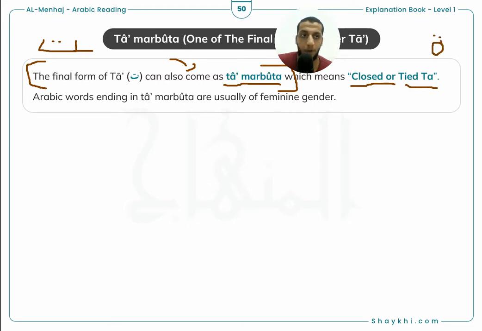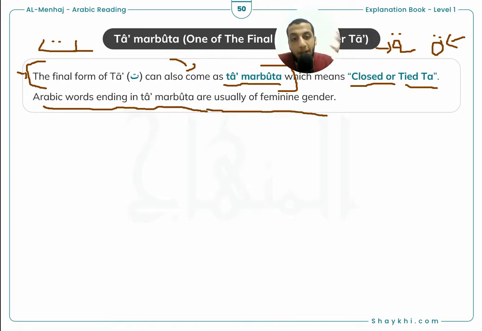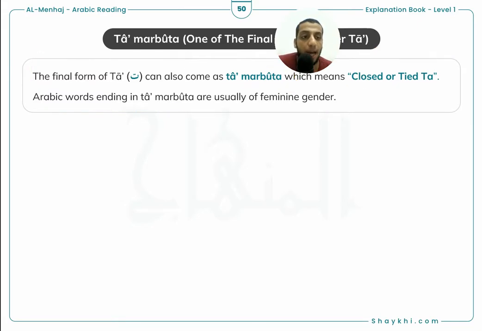It looks like this or like this. As you see, it's closed or tied. So we can call it ta marbuta, and if we want to translate it, we will say closed or tied ta. This is the first point. The second point: Arabic words ending in ta marbuta are usually of a feminine gender, so it refers to a feminine gender. Let's discover now the two shapes of the ta al-marbuta.